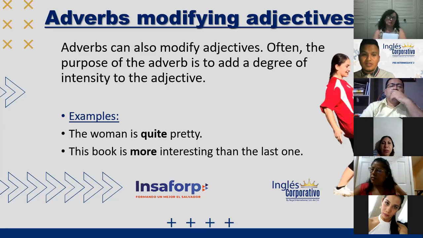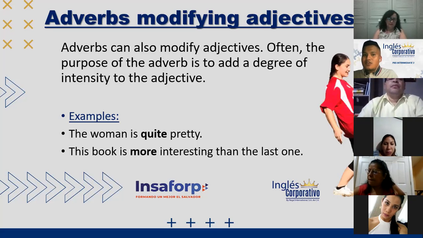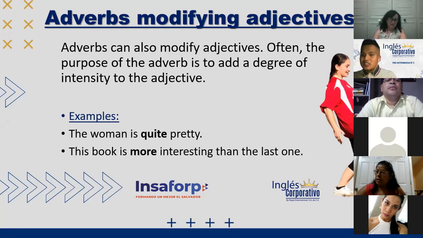Let's see the examples. We have here the first one. The woman is quite pretty. The woman is quite pretty. The adverb quite is giving you more an intensity of the adjective pretty. Es lo que pasa en este caso. Está diciendo que la mujer es. Do you know what quite means? Bastante. Mucho. Muy. Muy o muy bonita. Esa palabra muy, quite in English, is giving you an intensity. Está dando más intensidad. Te decía, no es igual que yo diga, the woman is pretty, que diga la mujer es bonita, a que yo diga es muy bonita, right? Because I am giving a degree of intensity to something.